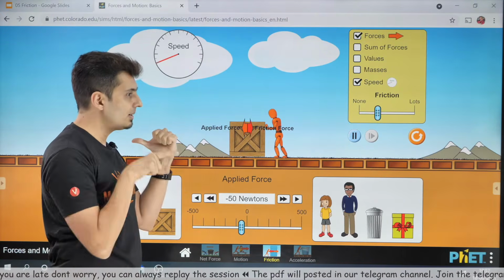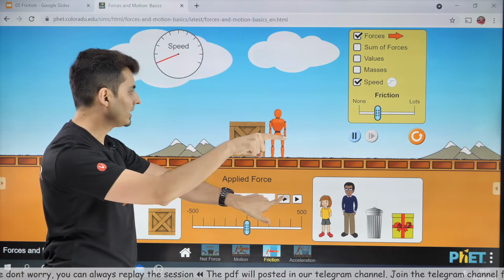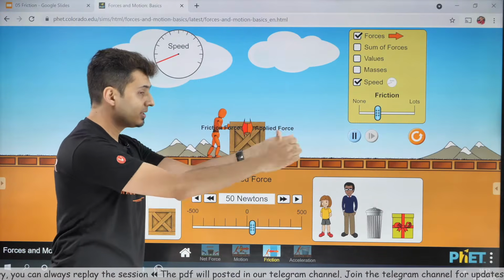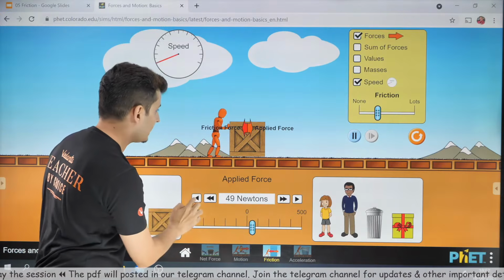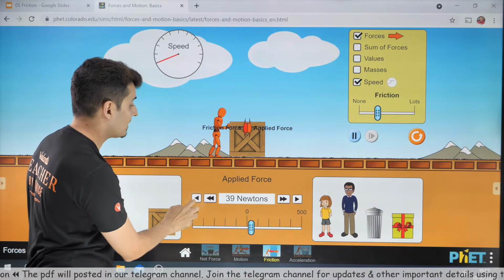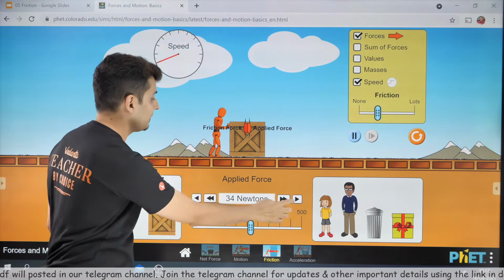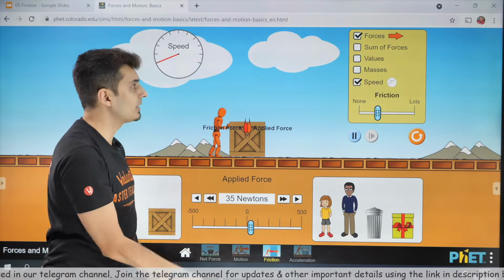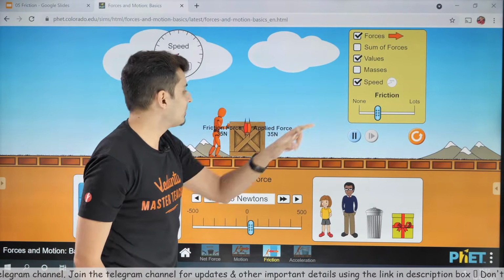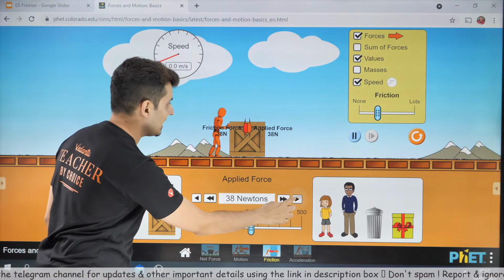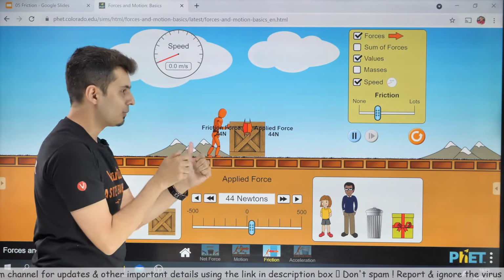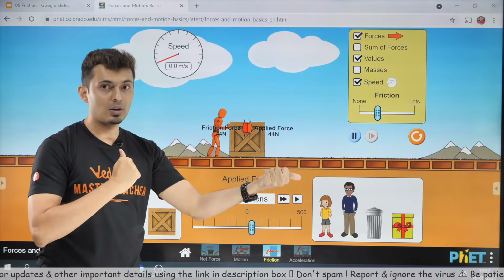If I push it this way, friction is that way. If I push it this way, friction is this way. You can see if I reduce the external force to, let's say, 35 Newton, then the friction also will reduce to 35 Newton. So that's very interesting. That means friction is a self-adjusting force. More force you apply, friction will also increase.